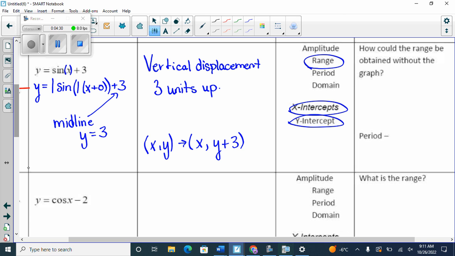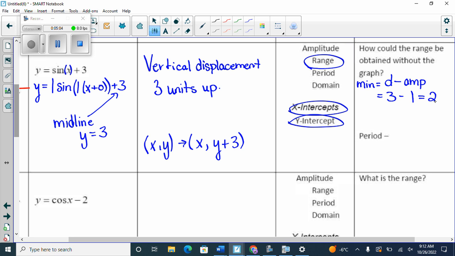So to get the min, you're going to do your D, your midline, and subtract the amplitude off of it. Because amplitude is just half the height of the graph, right? So if I find my midline and I subtract my amplitude, I'll get my minimum. So in this case, what is my midline? My D value, which is 3. And I subtract off my amplitude, which is my vertical stretch. And what's my vertical stretch? 1. And where does that get me to?